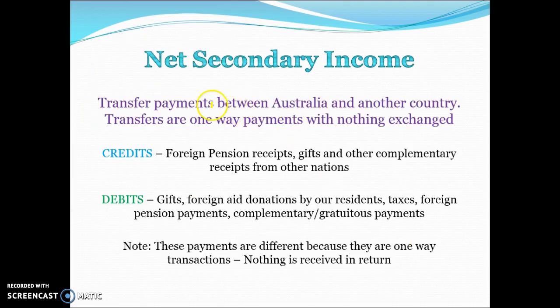Net secondary income are transfer payments between Australia and another country. They're one-way payments, there's nothing exchanged. And what I mean by that is it's either us giving money to foreign countries in the form of foreign aid. It can also include pension payments, as well as gifts to other people overseas, and credits would be Australians receiving foreign aid. So if we had a natural disaster or some reason that we received foreign aid, if we received gifts from other countries, so you might receive a gift from a nana or something like that, and foreign pensions that Australians receive. They're different because they're one-way transactions and nothing is exchanged.